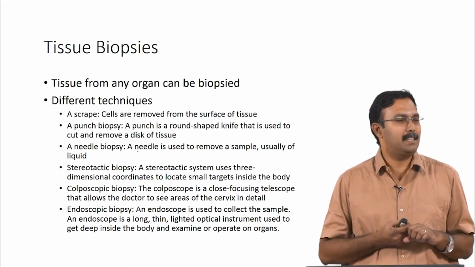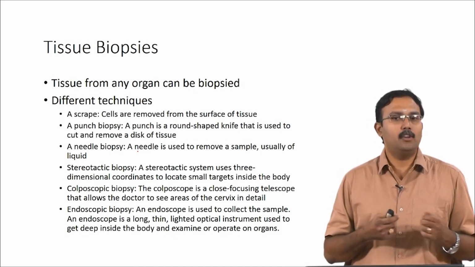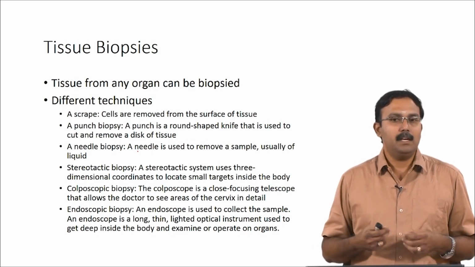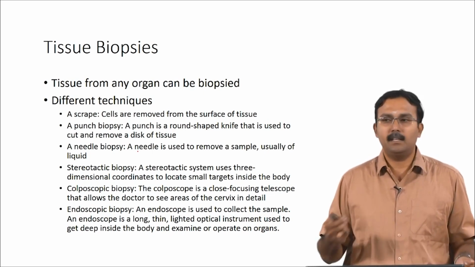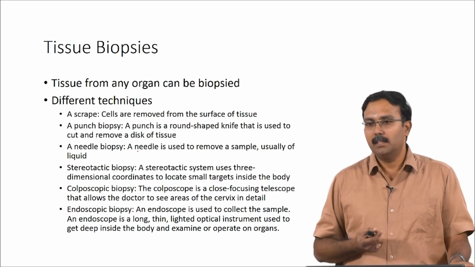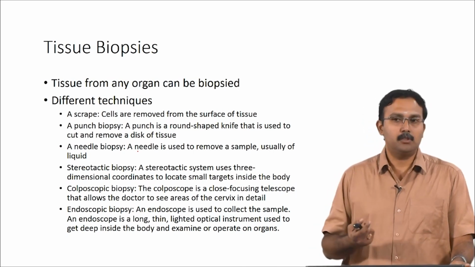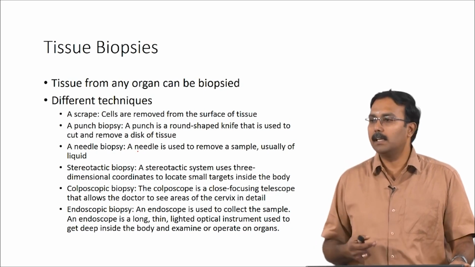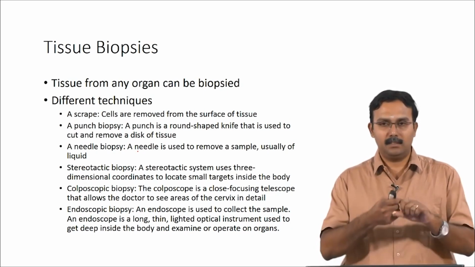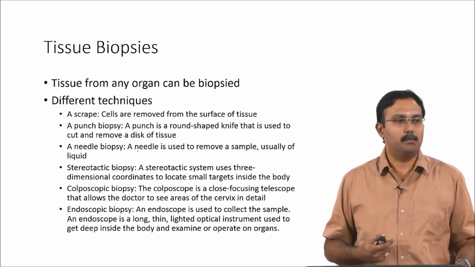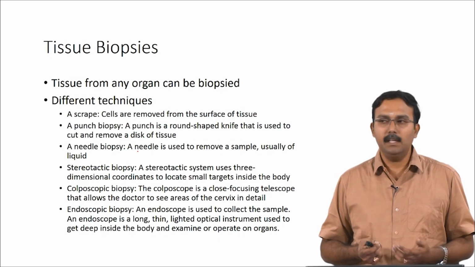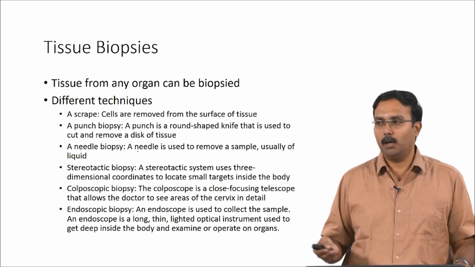An endoscope is basically a long, thin, lighted optical instrument which is used to get deep inside the body, and it can also examine and operate on organs. Okay. So, you might have seen endoscopy done through the nose or through the mouth, those are very commonly done. This is just a long tube which is inserted into your body, and so these are some of the different techniques which are available readily for performing biopsies.